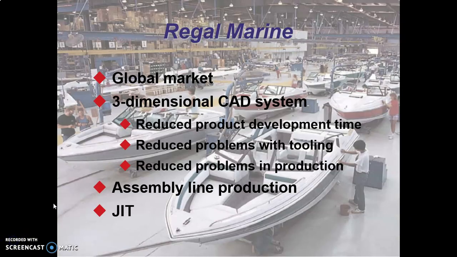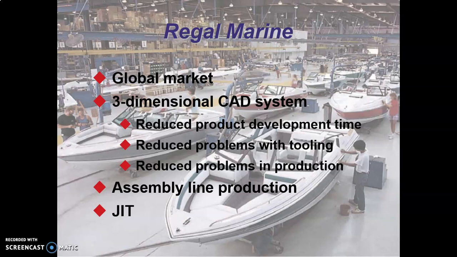Okay, this is an example of Regal Marine. Regal Marine is a company that produces boats, and they have a global market all around the world. In their production, they are using a three-dimensional CAD system. CAD is a computer aided design system, which can reduce product development time when we use a computerized system. So it is faster compared to using manual methods.